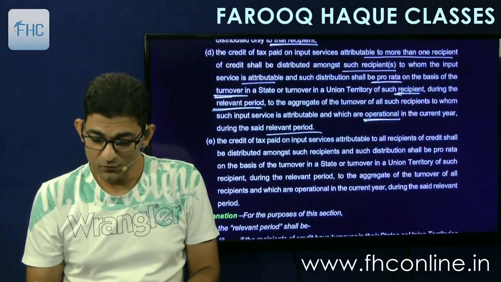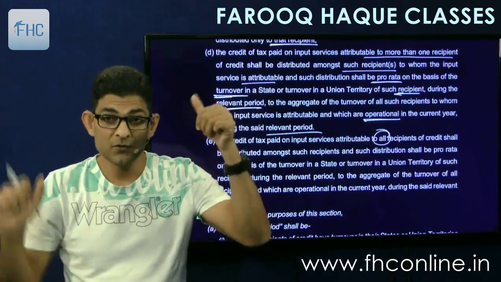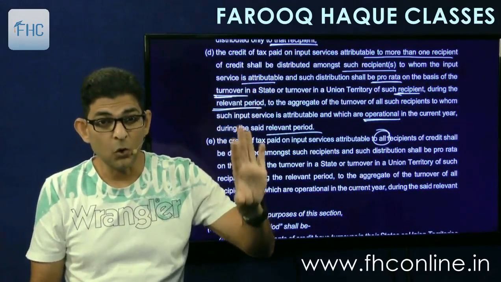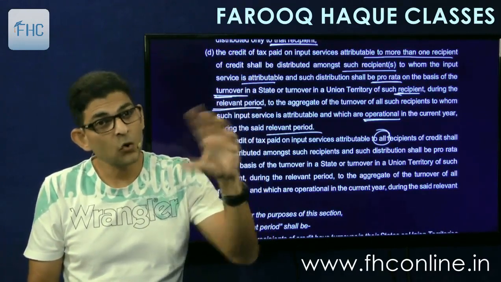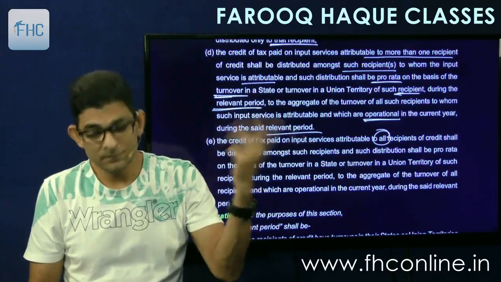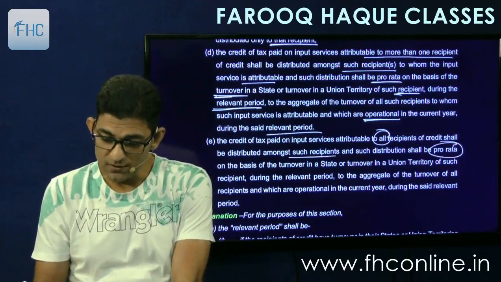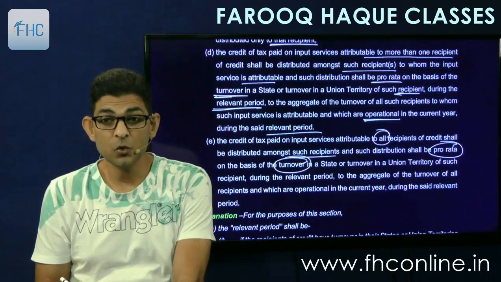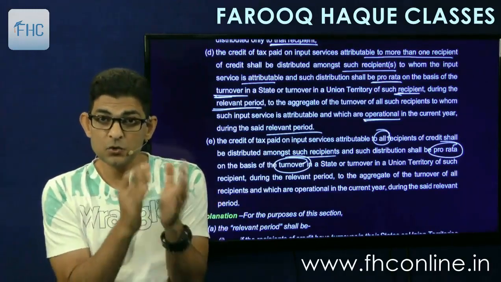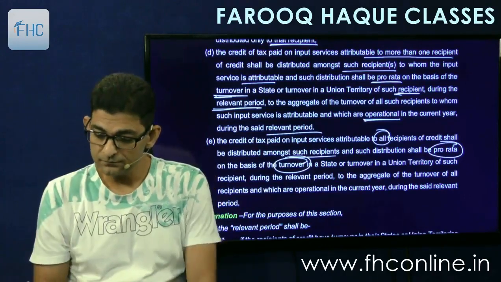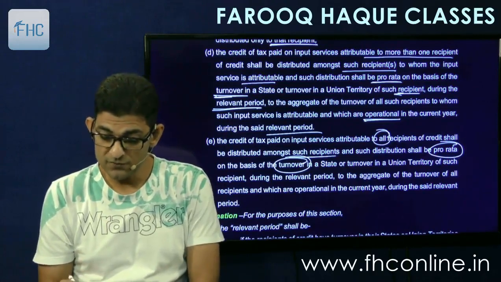And the credit of tax paid on input services attributable to all the recipients, if it is for all, everyone. So it can be one, it can be some, it can be all. Some means some of them, not all of them. 3 different positions can be there. It shall be distributed among such recipients, and such distribution shall again be pro rata on the basis of turnover in a state or UT for that month. So it is dependent upon the month in which we are distributing. So turnovers will be of that month divided by the aggregate turnover of all the units which are operational, obviously.